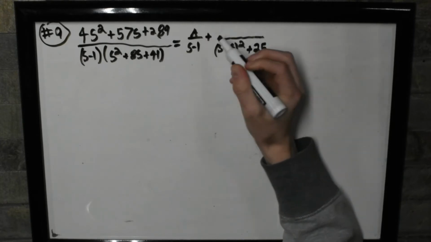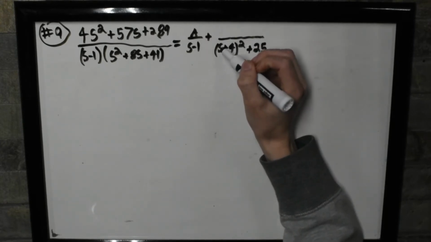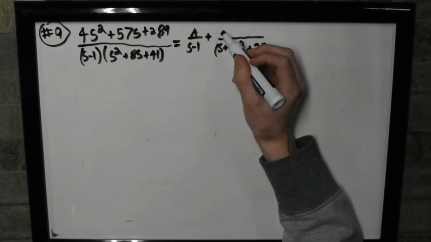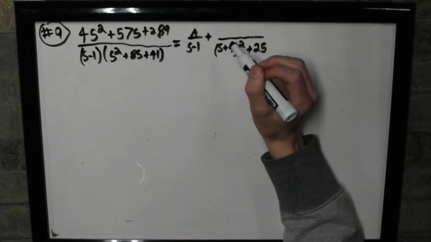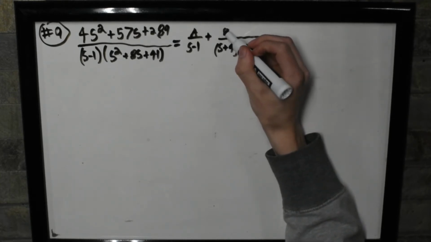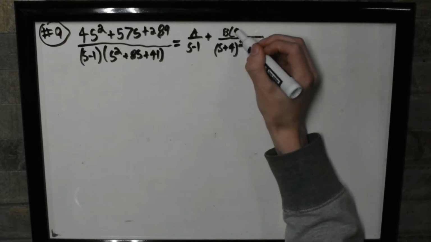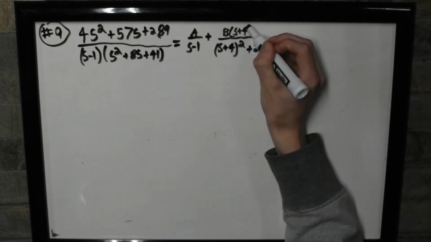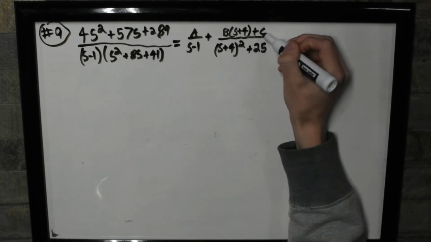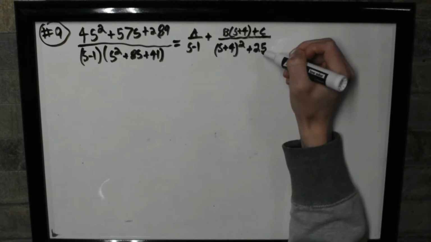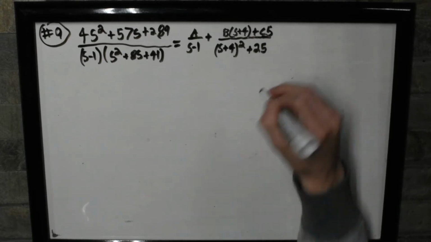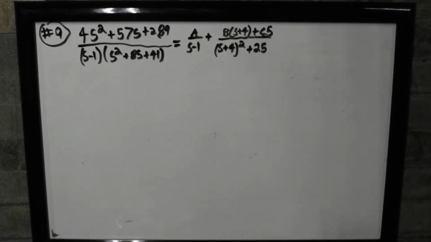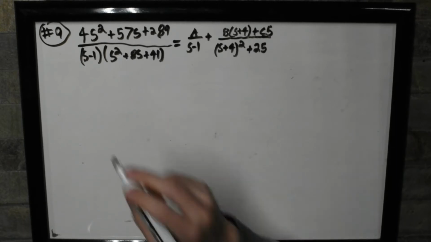Now on the top, since we completed the square, we have to do this kind of strange modification of partial fractions, where we just take b times this term, s plus 4, you omit the squared, plus c times this term. Well, this is just 5 squared, and we don't want the square, so it's going to be 5. And that's the trick to this problem. After this, it turns into just a regular partial fraction.